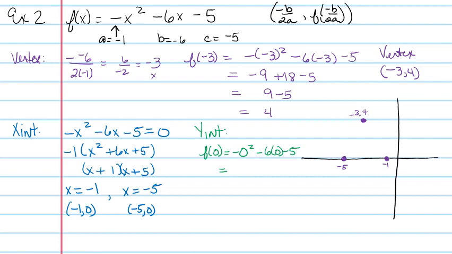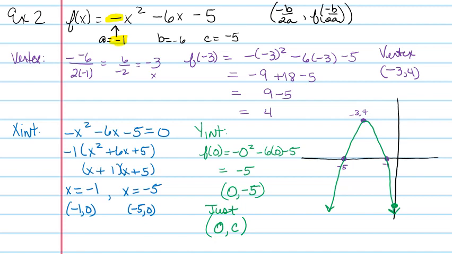And you might get used to this fact that the y-intercept is pretty easy. If you pick up on it, the y-intercept is just 0, c every time. So I have 0, negative 5, which is here. So now this time, my parabola is upside down. And that's all because of the a being negative. When the a is negative, I'm going to get an upside down.